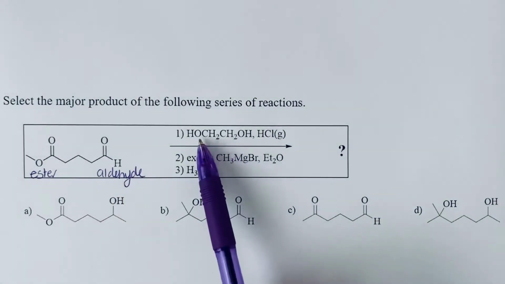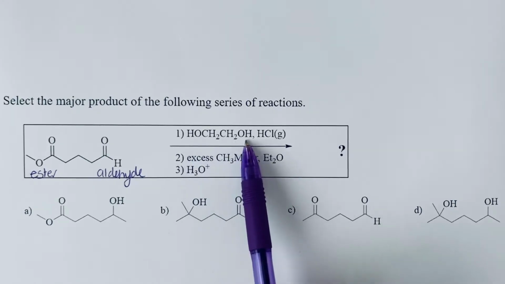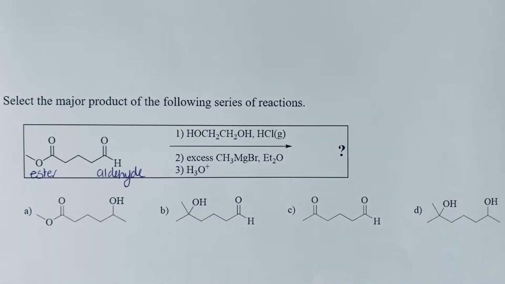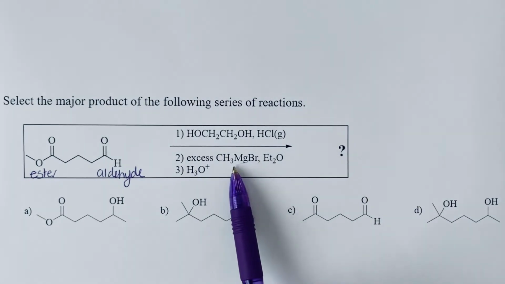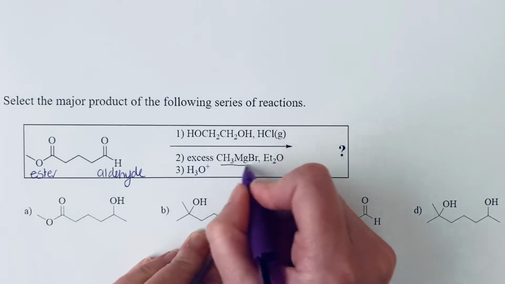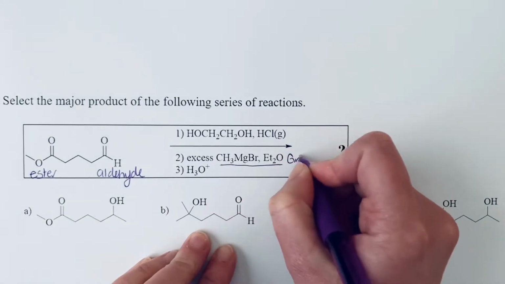So in step one, we're using a diol, so it's a little molecule with two alcohols, and a dry acid catalyst. And in step two, we are adding methyl magnesium bromide, or a Grignard reagent. So this is a Grignard reaction.